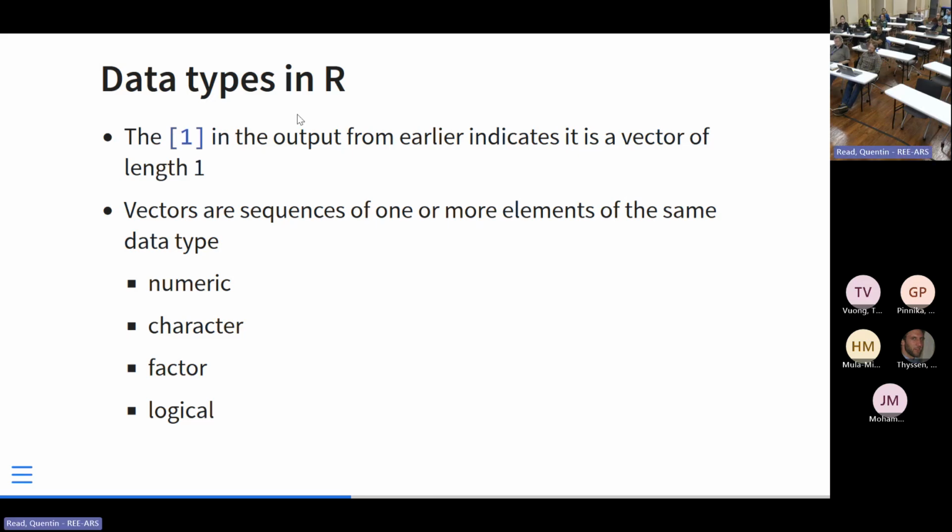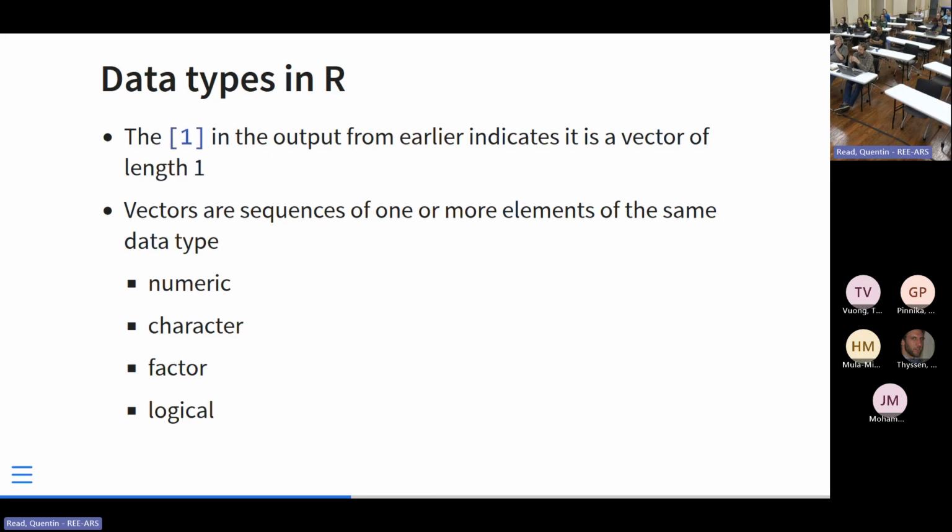Yes, so far we've been seeing these ones in brackets. Like before the 5, there was a 1 in brackets. That is an indication of a vector of length 1. So a vector, everything in R has some length, even if it's just one value, it's a vector of length 1.